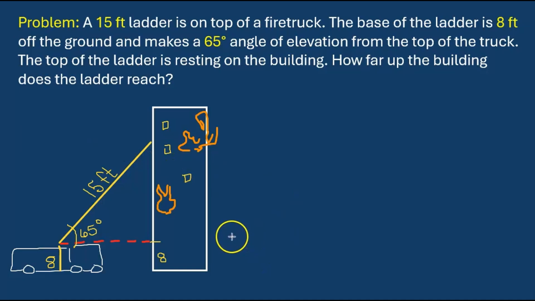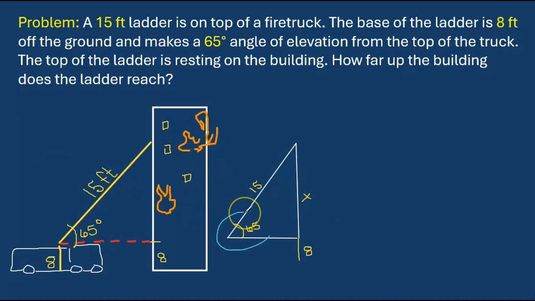We're going to draw our triangle to look exactly like our picture so that it is as easy as possible for our mind to understand how to label it. We start with our angle of elevation right here at 65, our label of 15 feet, and we are looking for how high the building is. But we have to remember that we have a little extra 8 feet to add on at the end.